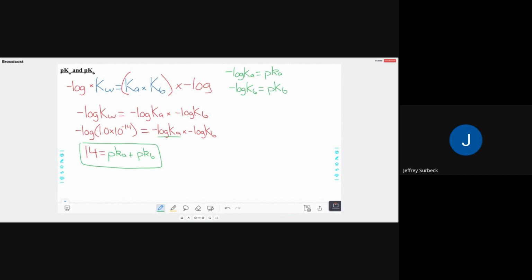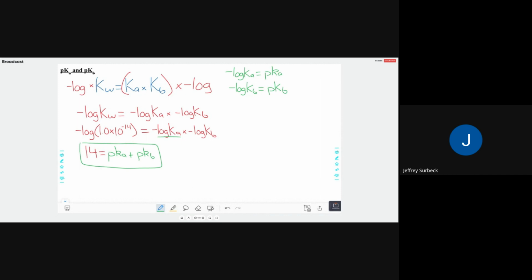Okay? Now, this is really useful, right? We've seen 14 before. We said 14 equals pH plus pOH. Now we have a way to more effectively use these Ka and Kb values. Okay? Questions before I go to the next slide?